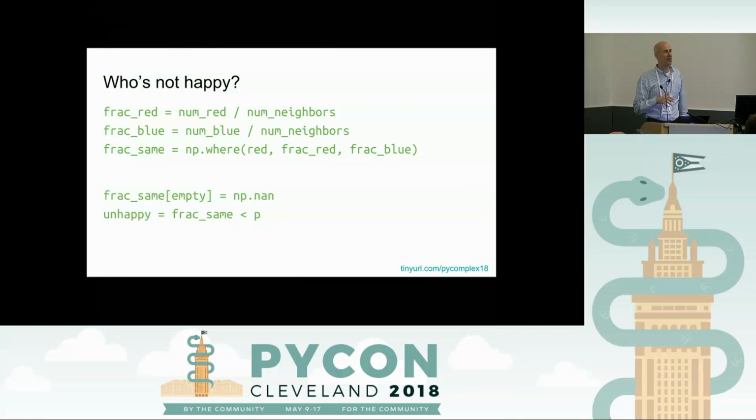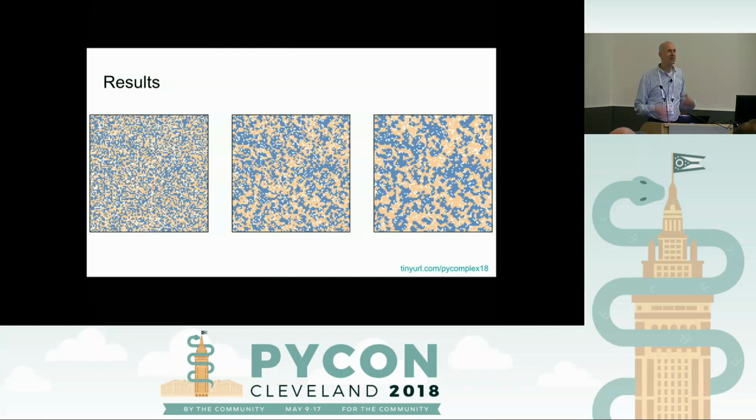I need to do a little bit of cleanup because there are some empty cells. For those, I'm going to put an np.nan, which is not a number, a standard way to represent something invalid or missing data or unknown. So not applicable is what I'm going to put there. Then finally, I can check whether an agent is unhappy by checking whether the fraction of sameness falls below some threshold. These agents don't mind too much if they have a few neighbors who are red and a few neighbors who are blue, but there's some threshold that I'm calling P that is the threshold of unhappiness. If, let's say, only 10% of my neighbors are like me, then I'm going to pack up and move.